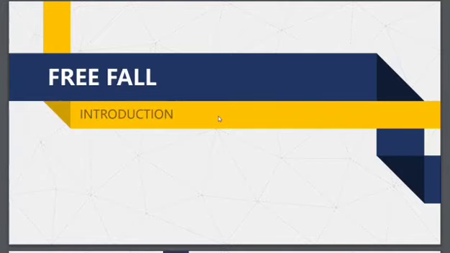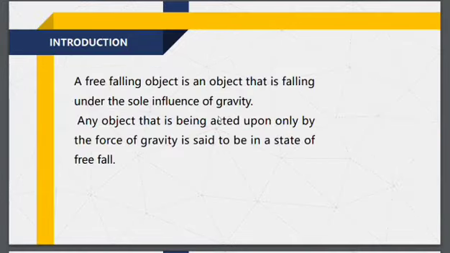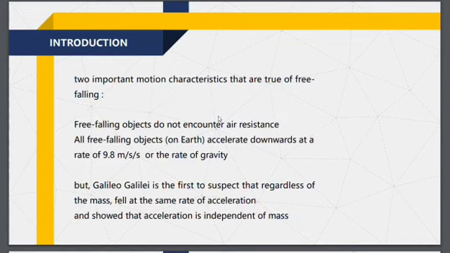Free falling. What is free falling? A free falling object is an object that is falling under the sole influence of gravity. Any object that is being acted upon only by the force of gravity is said to be in a state of free fall.